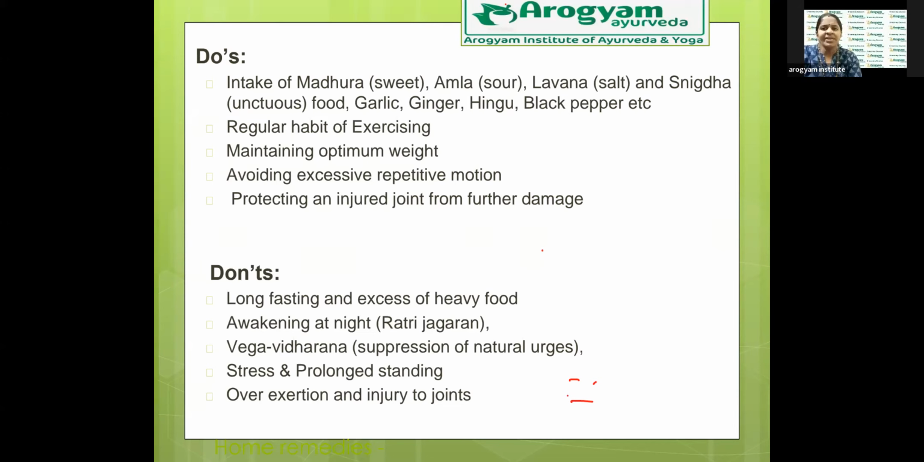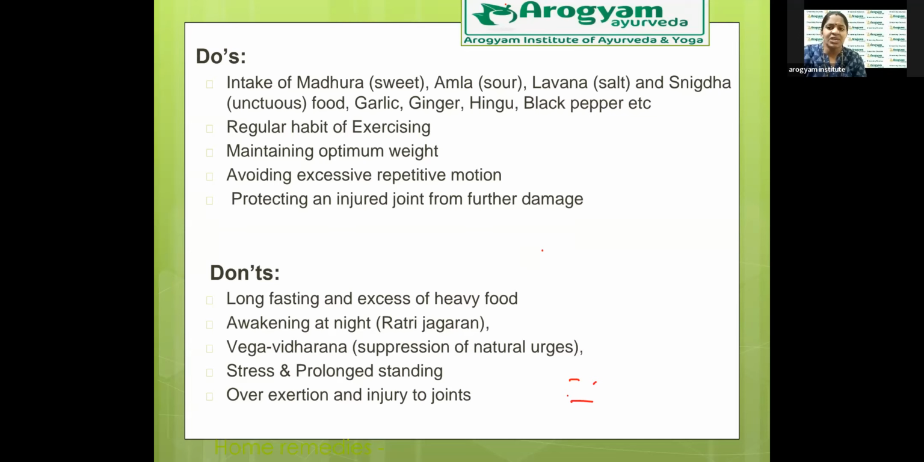Maintain optimum weight. Avoid excessive repetitive motion. Protecting an injured joint from further damage. Okay, so because when they are more prone to injury and such things and ठीक तरह से heal नहीं होते हैं, these will pop up. And then don'ts are like long fasting and excessive heavy food that should not be taken.